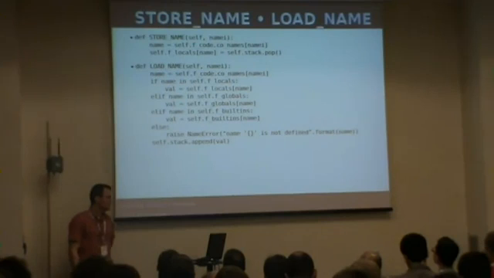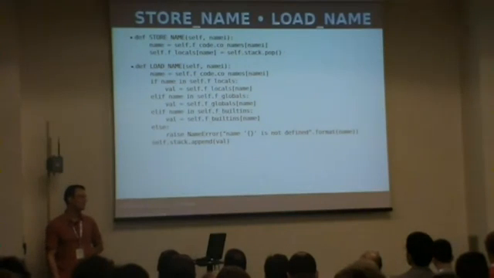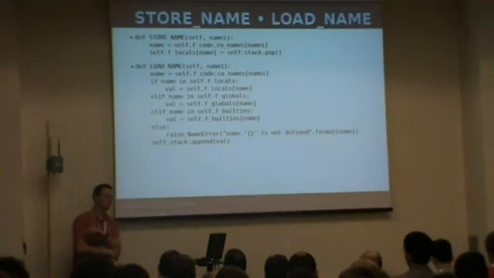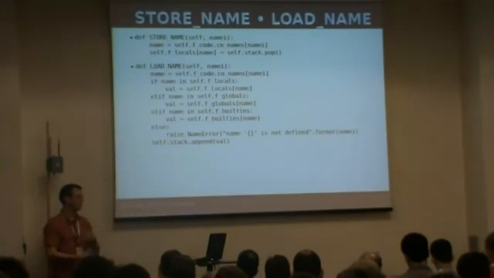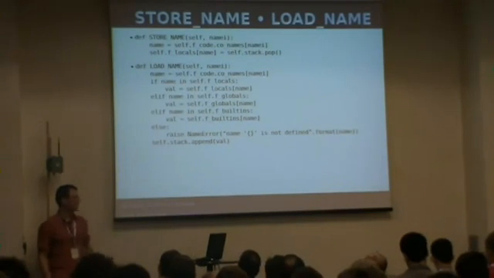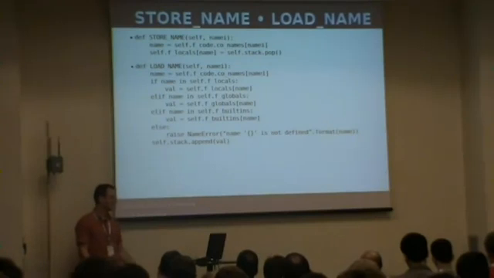Load name is where you can see why we had load fast earlier. Load name needs to actually check where the name comes from. So it starts with the locals dictionary. If it's not in the locals, it will try the globals. If it's not in the globals, it will look at the built-ins. And that's why load fast exists: the compiler sometimes knows it will be in the locals, and in that case it will put load fast in there, so it doesn't have to do all those lookups, and it's a lot quicker.